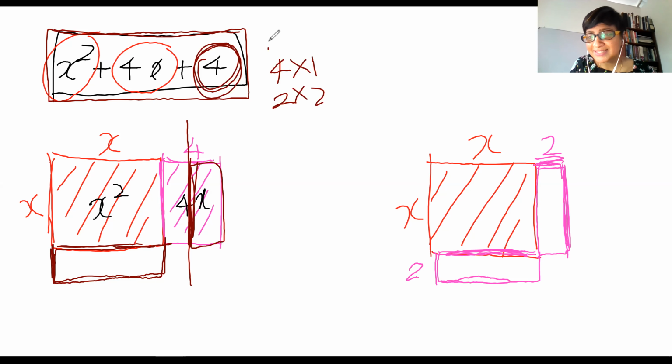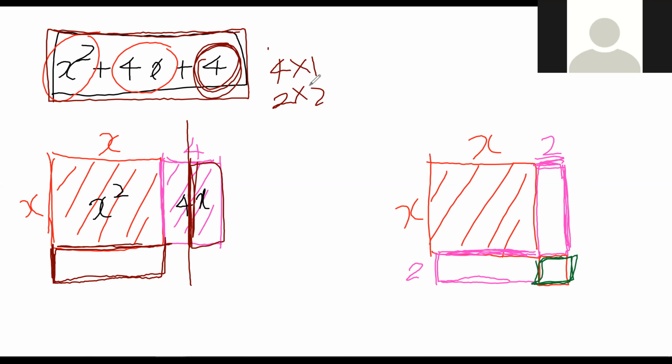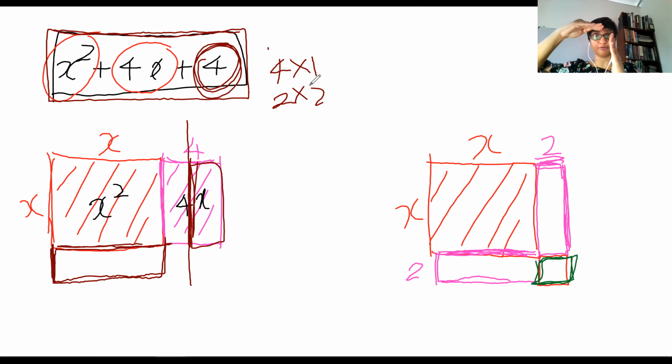Now this little piece, let me draw in a different color, green. What's the area of that? 2 times 2, that's 4. This is 2, this is 2, it's 2 by 2. This is a 4. So these 3 terms make a perfect square. It represents the area of a perfect square.